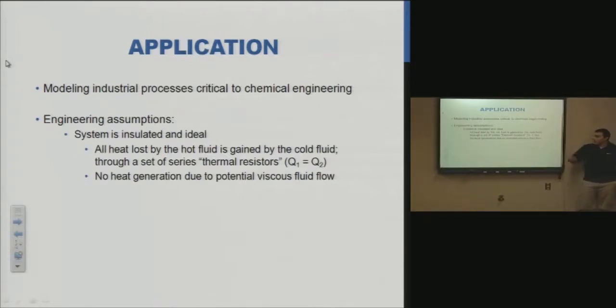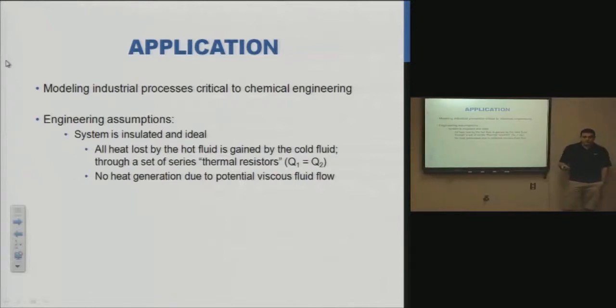If you don't have an accurate model of what an operation is doing, if there's any type of perturbation to the operation, you'll have no idea what may happen to the system. So the assumptions we made for this heat exchanger: we assume the system is insulated and ideal, in that all the heat lost by the hot fluid is directly gained by the cold fluid through a set of thermal resistors. So there's barriers to heat transfer in this system that we're taking into account. And no heat is generated due to potential viscous flow, so there's no heat generation due to drag on the tube walls.